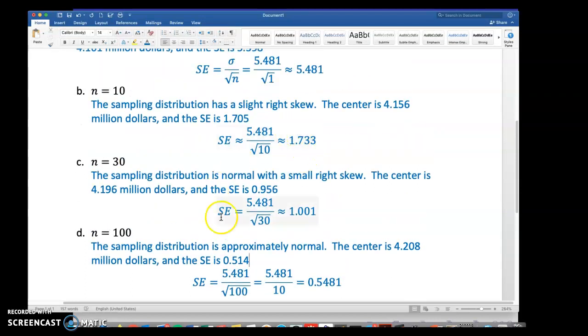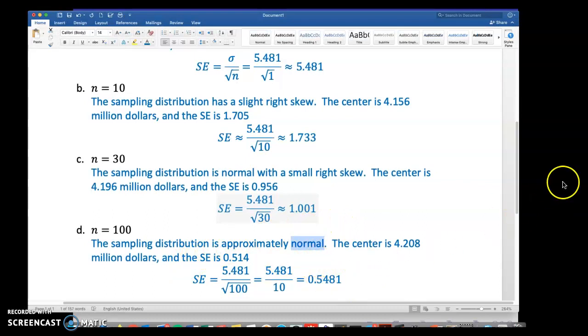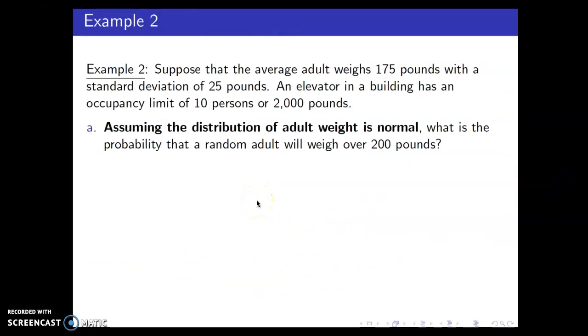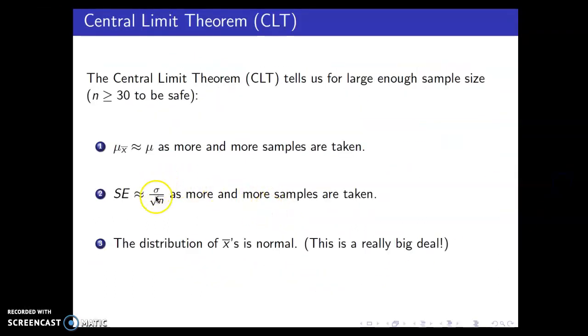So we see this pattern emerging: as you take bigger sample sizes, the center is always going to be about the same. The distribution gets more and more normal. And the standard error, the spread, is going to shrink. And we're going to use the formula, the standard deviation over the square root of n.